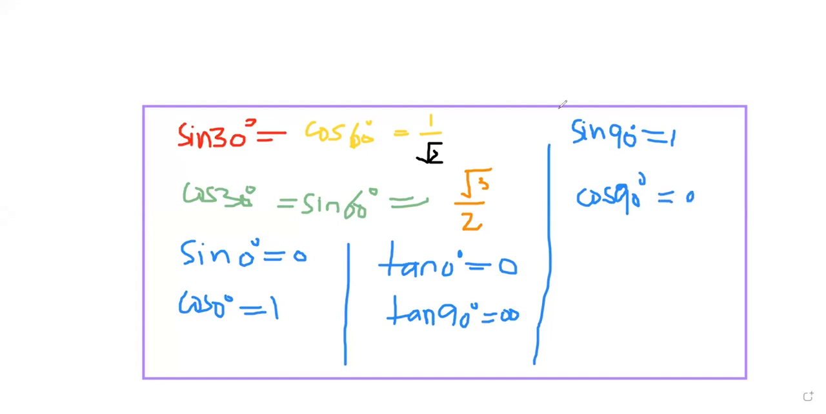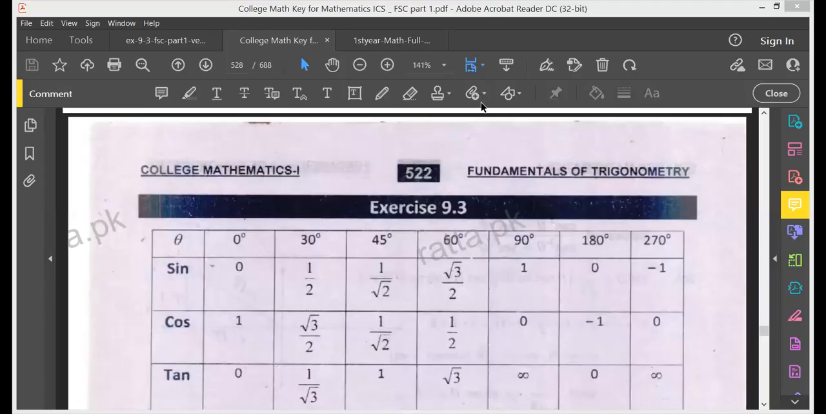Similarly, if I write the value of tan of 30, tan of 30 will be equal to 1 over square root 3, and tan of 60 will be equal to square root 3. These are values of some of the trigonometric functions.